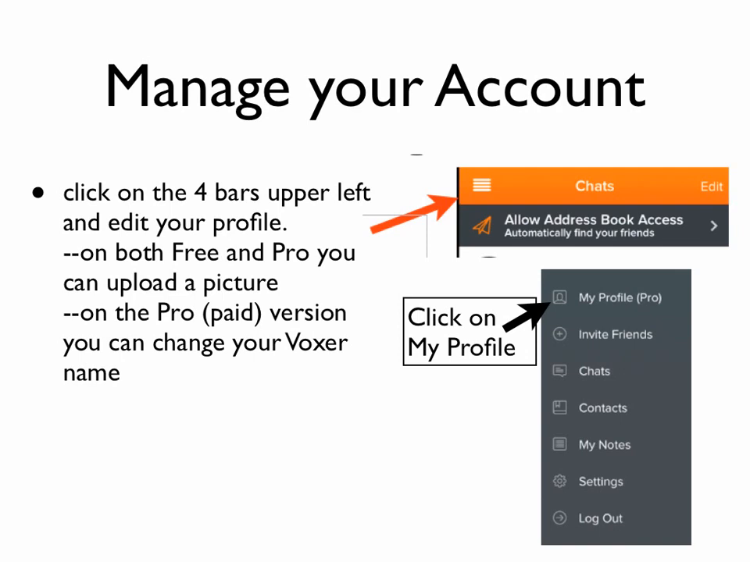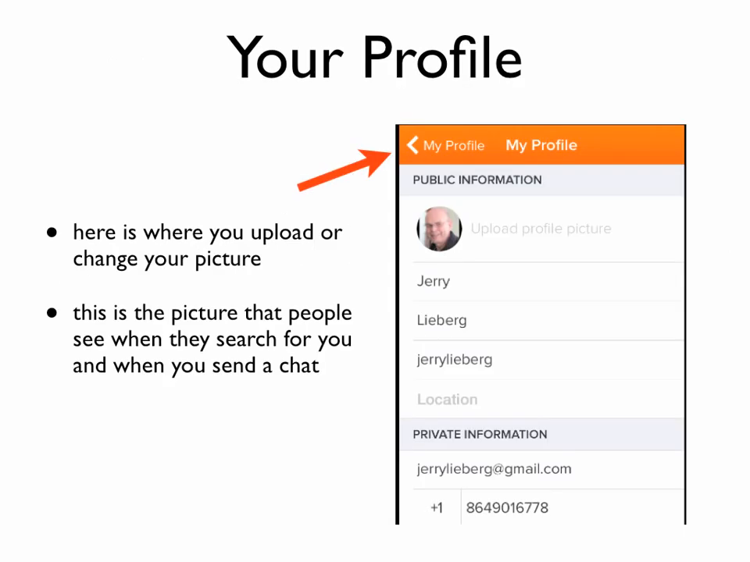You want to manage your account. Click on the four bars, upper left, and edit your profile. In both the free and Pro version, you can upload a picture, and you can change a picture, and that's what people see when they search for you. They see that picture when you send them a chat or you're in a group chat.